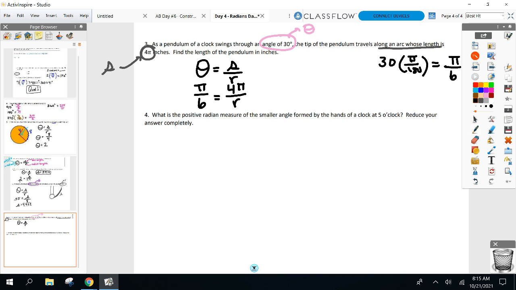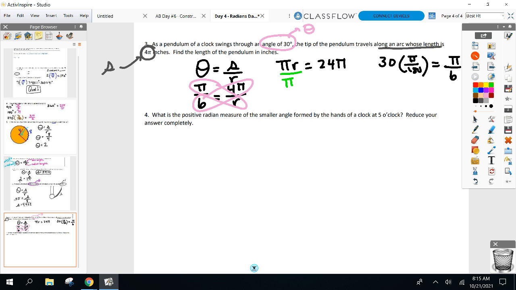All right, let's stop. How do you want to solve this one? This is a new one. How can I solve this one for r? Fraction equal to a fraction, cross multiply. Pi times r, just pi times r. On the other side, 6 times 4 pi, 24 pi. How do I get r by itself? Divide by pi. Get the pi out of there.